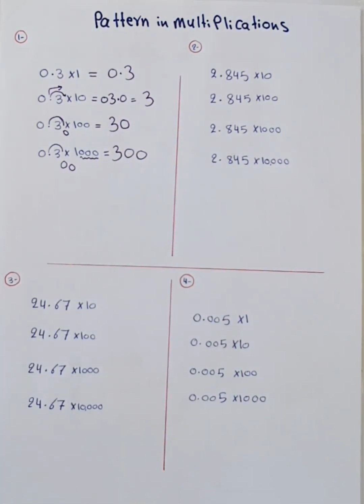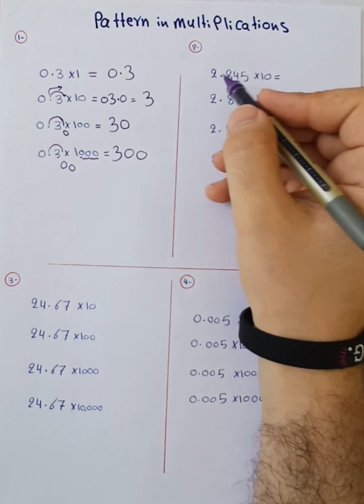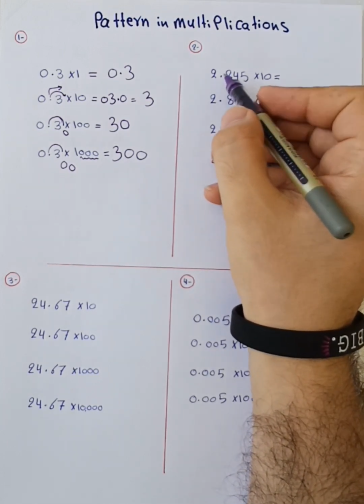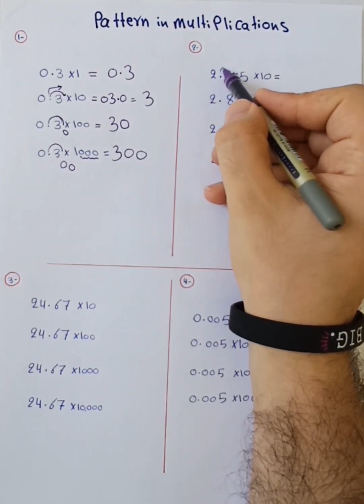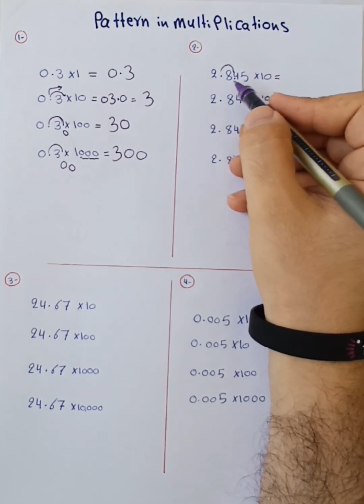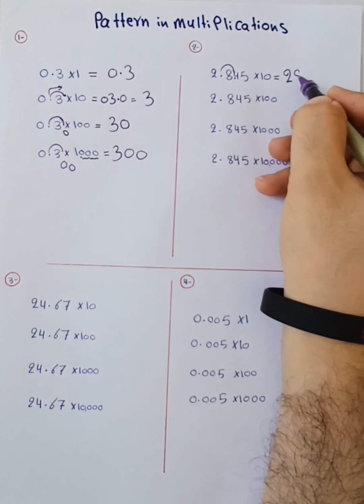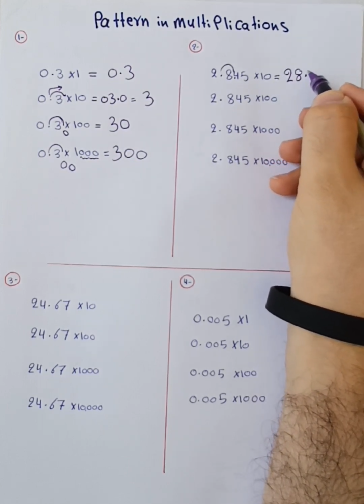Example number 2, we have 2.845 multiplied by 10. When you multiply by 10, this decimal point moves 1 step to the right side. So this is 1 step. You have to write the decimal point between 8 and 4. So the product is 28.45.